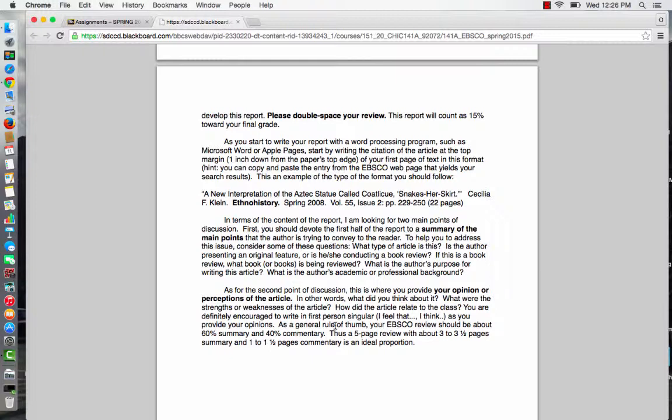How did the article fit in with the class? What were some of the things in the class, especially with the ancient Mexico book or the PowerPoint programs, or maybe some of the films, which connected to what the article was addressing? You can definitely write in first person singular. I felt that. I believe. I was under the impression. Blah blah blah. You get the idea.